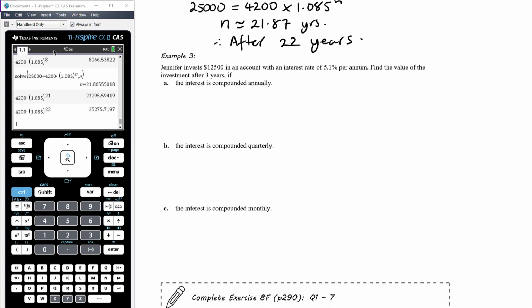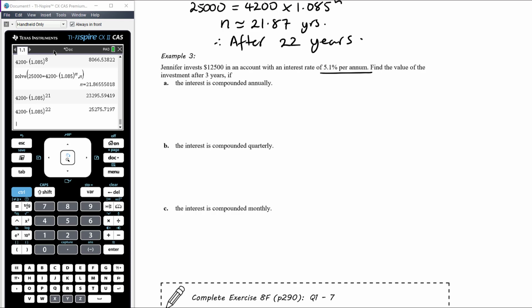Jennifer invests $12,500 in an account with an interest rate of 5.1% per annum. Find the value of the investment after 3 years if interest is compounded annually, if interest is compounded quarterly, if interest is compounded monthly. Okay, so again, like we looked at in the previous year, changing the compounding period, you're always going to be given your interest rate as a per annum interest rate, okay?